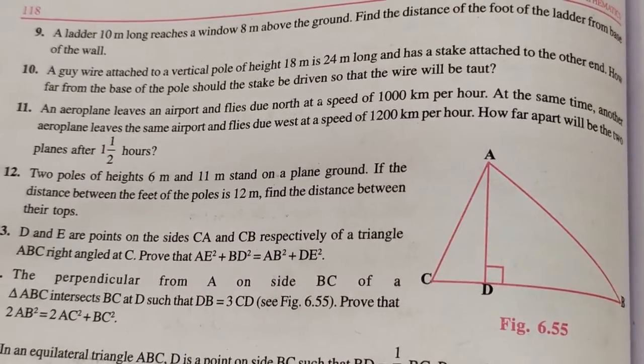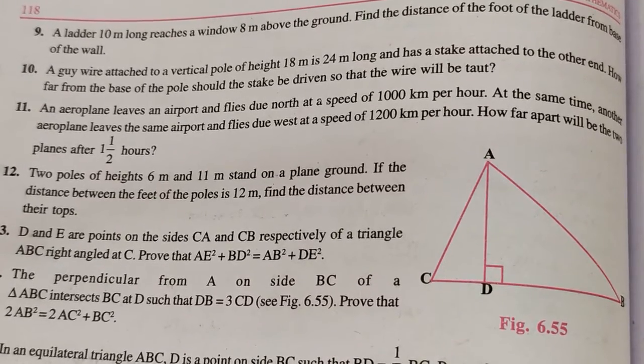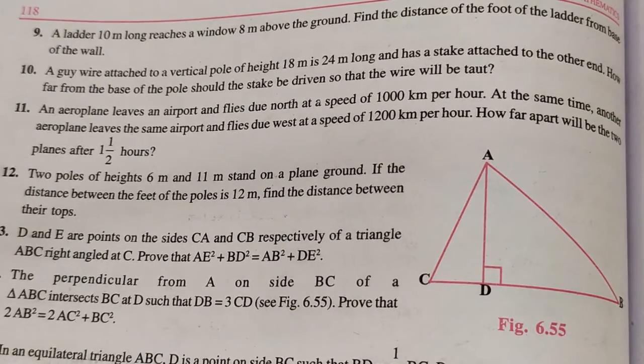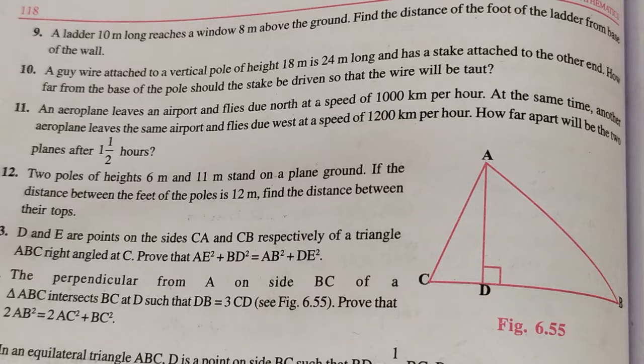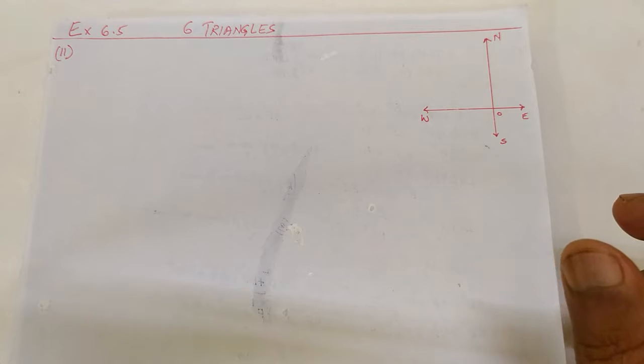Let us start with the 11th problem, exercise 6.5. An aeroplane leaves an airport and flies due north at the speed of 1000 kilometers per hour. At the same time, another airplane leaves the same airport and flies due west at the speed of 1200 kilometers per hour. How far will the two aeroplanes be after 1.5 hours?